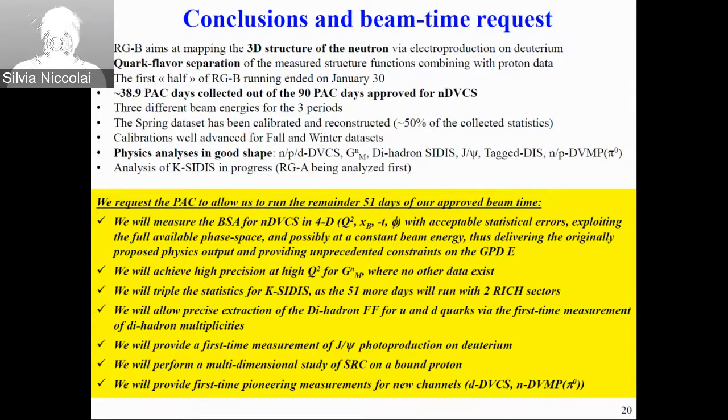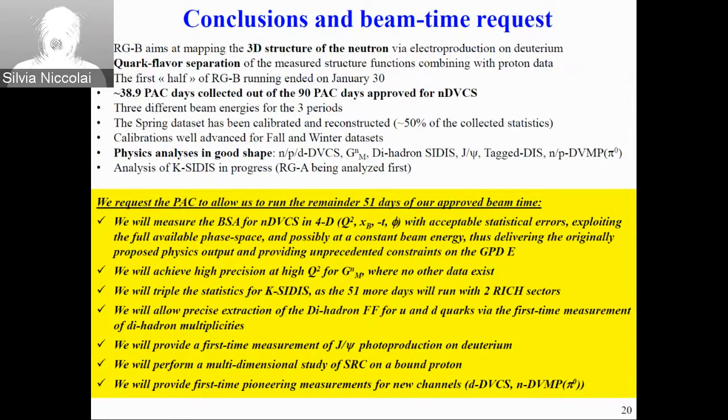We request the PAC to allow us to run the leftover 51 days of our beam time. This way we will be able to measure the beam spin asymmetry of nDVCS in four dimensions with acceptable statistics, really exploiting the potential of CLAS12 and the available phase space. We will be able to deliver the physics that we had proposed in the experiment and give constraints to the GPD E, which remains unknown.